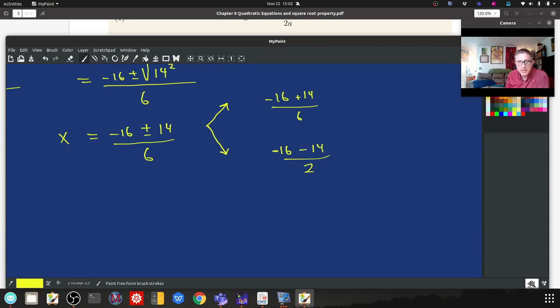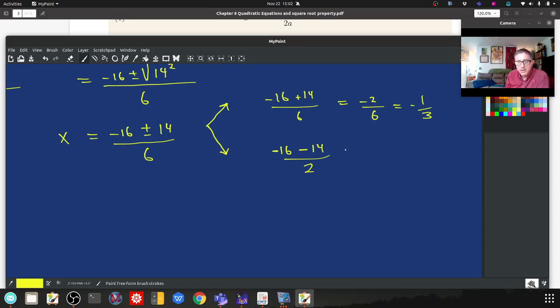Let's do it right. Minus. There we go. Because it's not 16 that changes value, but 14 that has the 2 different values. So minus 16 plus 14 is minus 2 over 6, which is equal to minus 1/3. So there's one answer, minus 1/3.